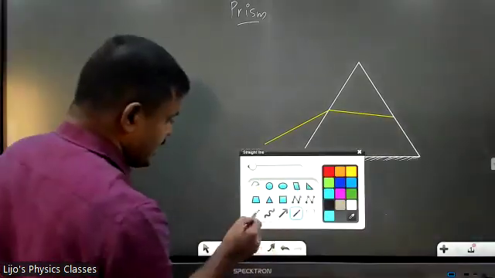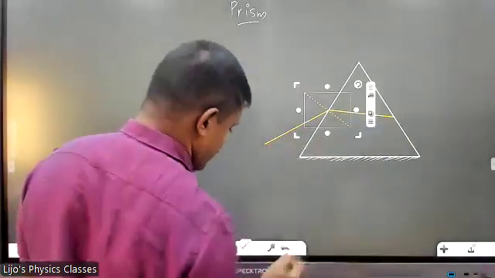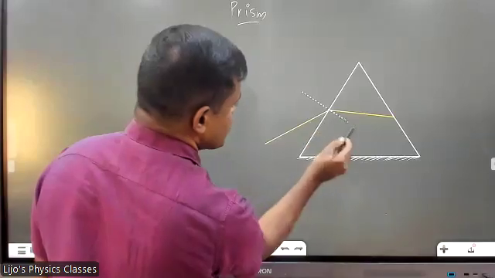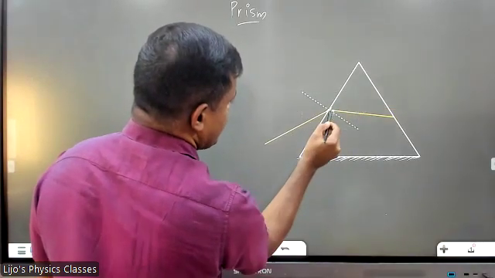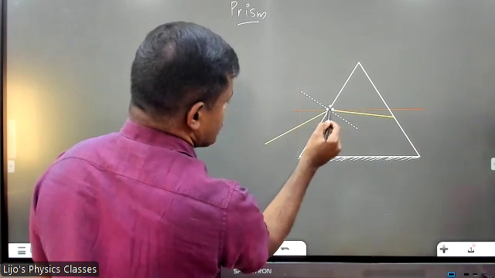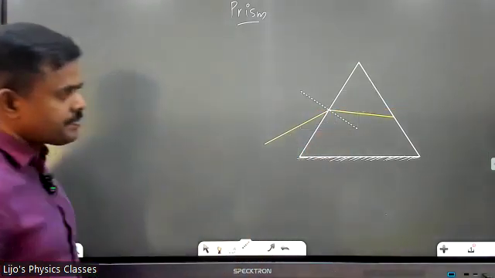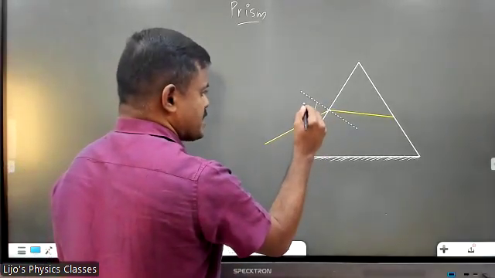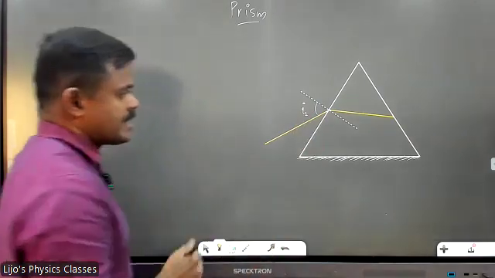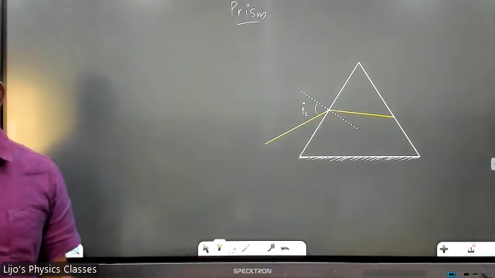Right here I can draw the normal. See the normal? Normal is making an angle of 90 degrees. And this little angle is called angle of incidence number 1, I1.